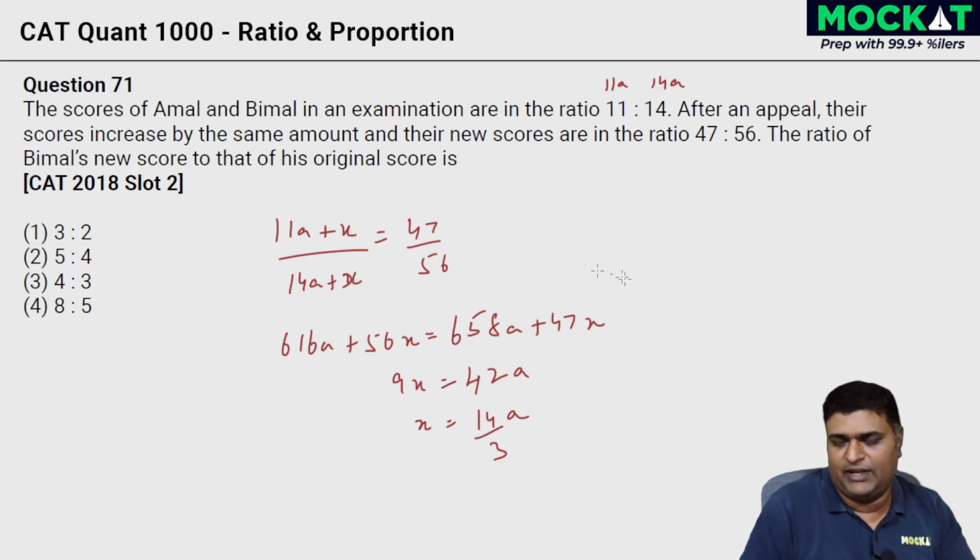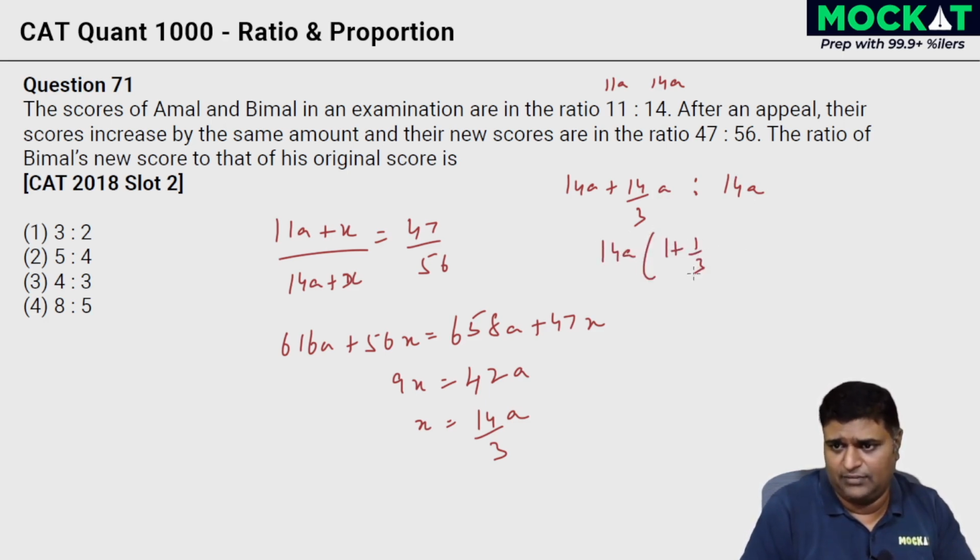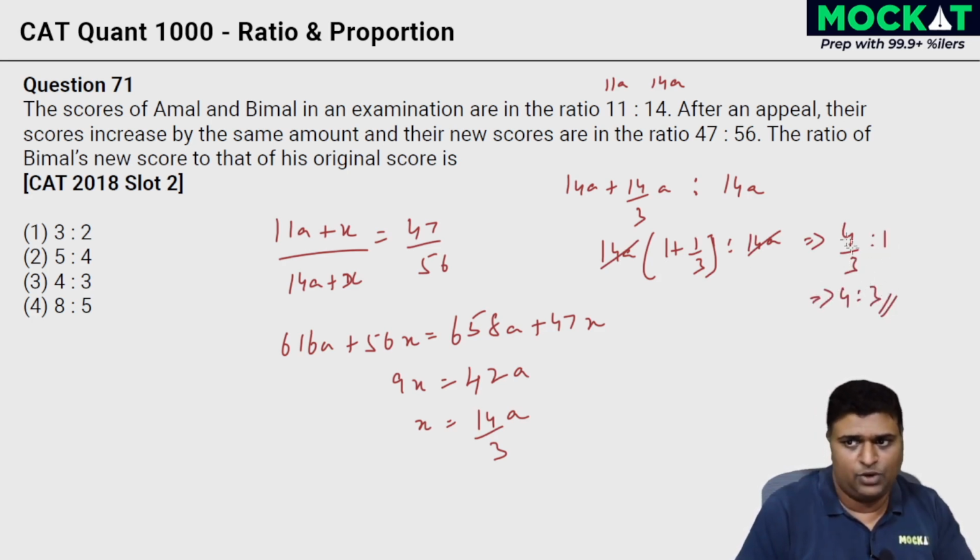We know 14A, which is the old score. Ratio of Bimal's new score: new score is going to be 14A plus 14/3A, is to old score, which is 14A itself. I can take a 14A common and cancel. If I take a 14A common, I get 1 plus 1/3 is to 1. So what do we get here? 1 plus 1 by 3 is 4 by 3 is to 1, which is the same as 4 is to 3. We can cross multiply. Once again, we get the answer as option 3.